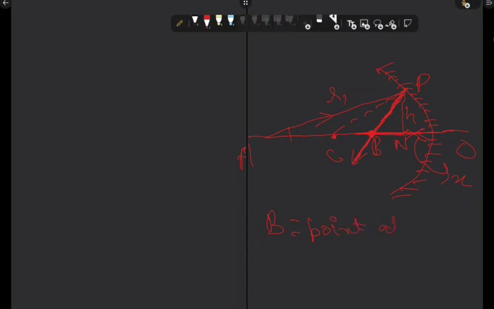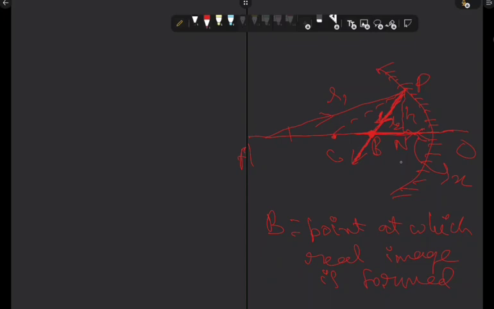So B is the point at which the real image is formed. This is after reflection, so this will be L2. This will be PB, the length of PB will be L2.